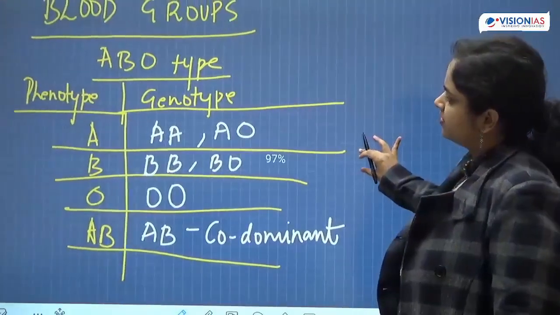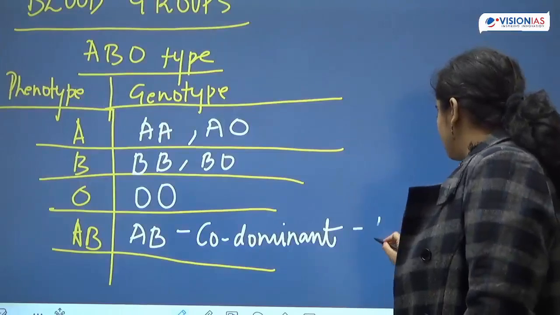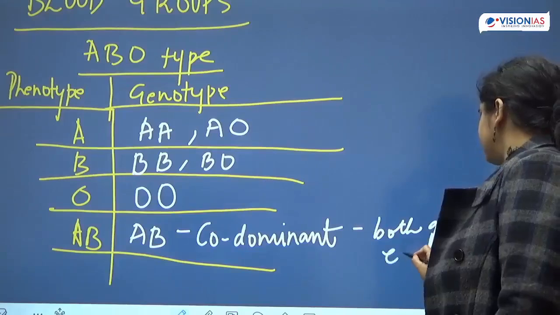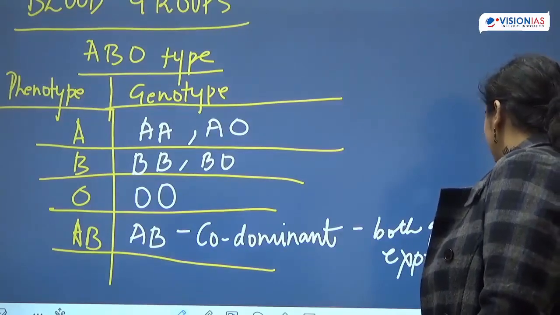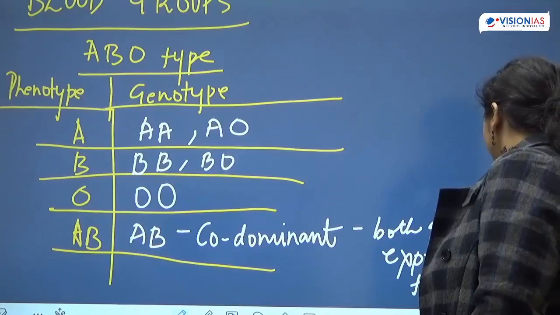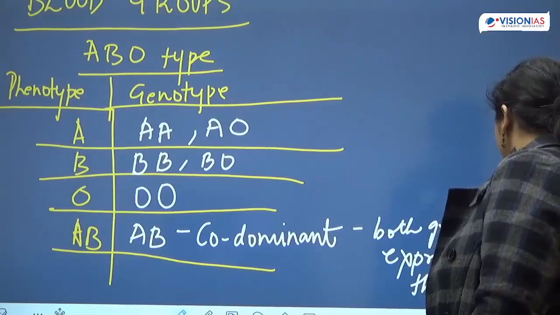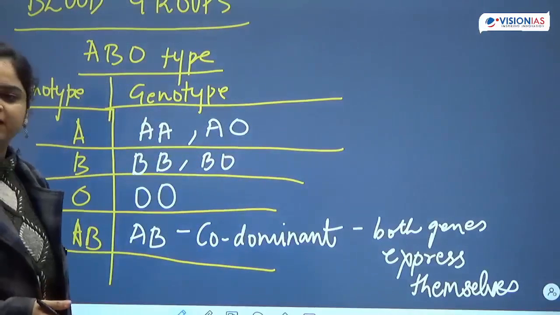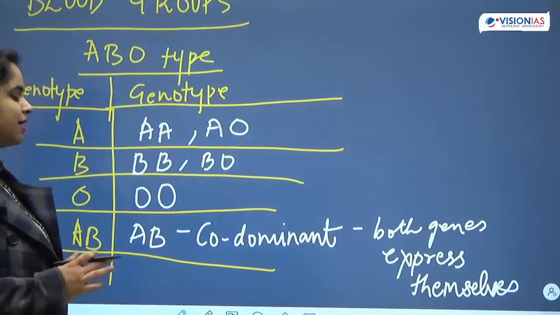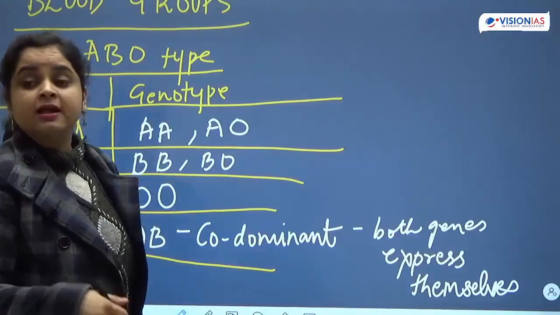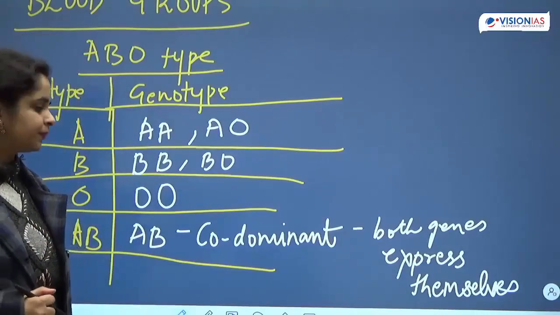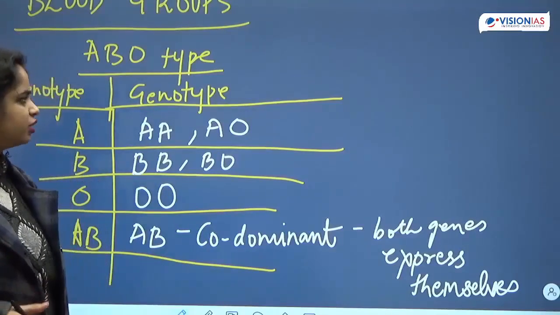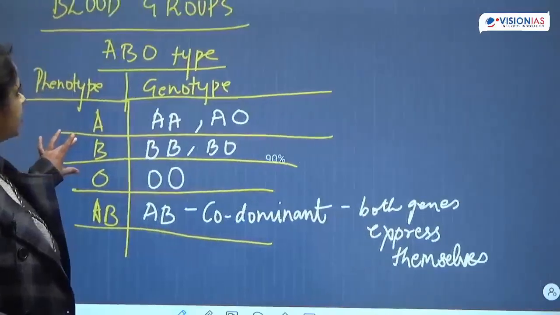Okay, what do we mean by co-dominant is that both genes express themselves. I hope you are noting all this down. Both genes express themselves. That means A and B, they do not have a dominant recessive relationship, but when they come in an individual, they will be able to create a new blood group type. They will both express themselves and a new blood group AB would thus be formed.